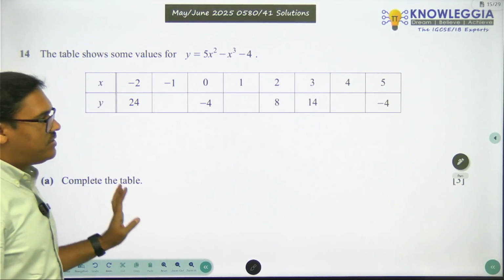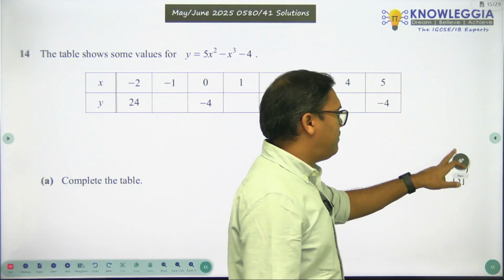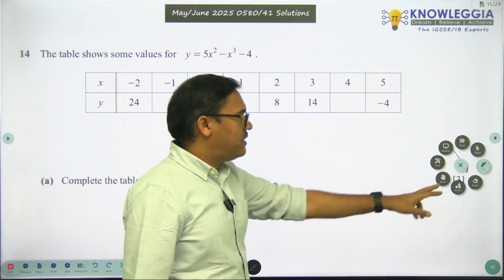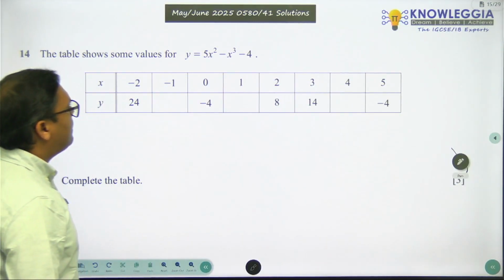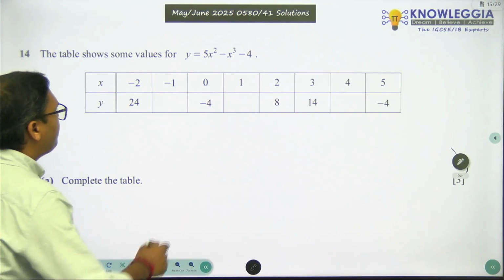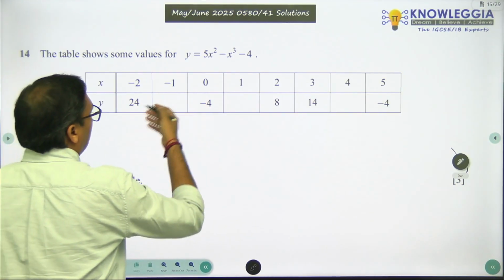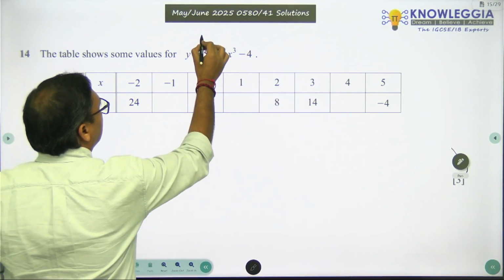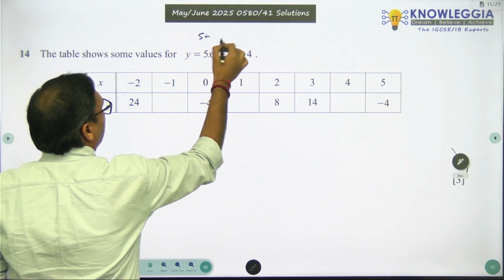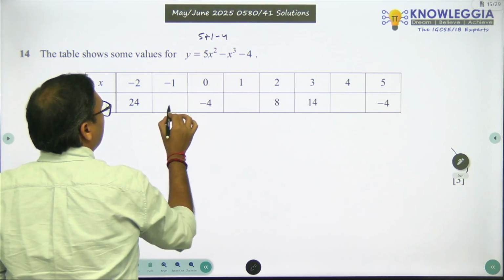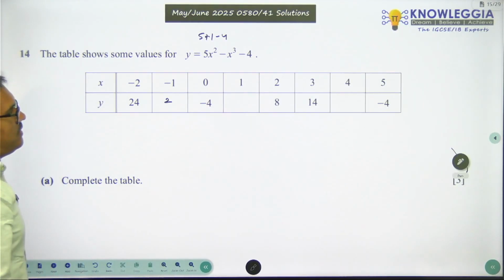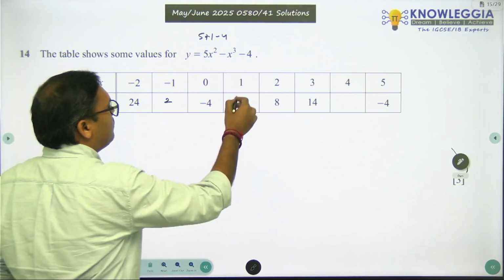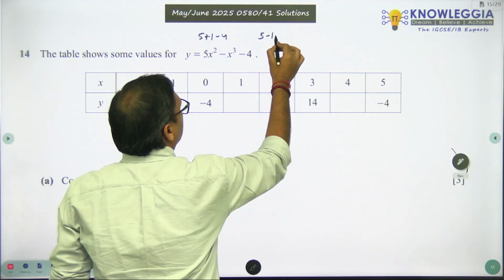So the first question is to complete the table. This one is easy. You just have to put in the values and get the answer. What is the first value? You can see this is minus 2. If I put minus 1, this is 5 minus minus plus 1 minus 4, which will become 2. If I put 1, this is 5 minus 1 minus 4.